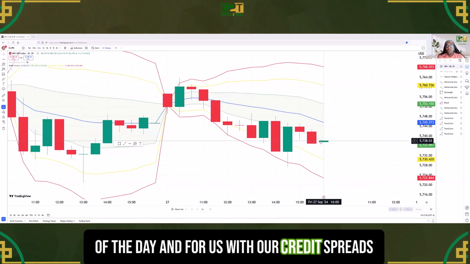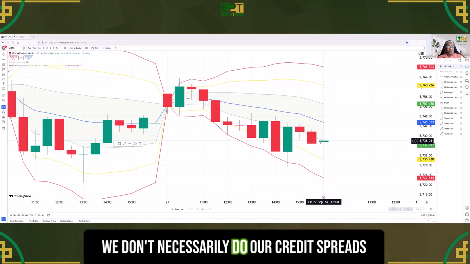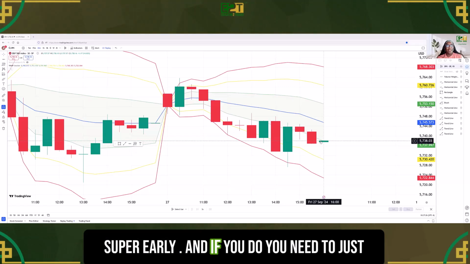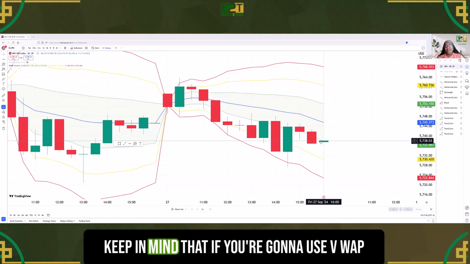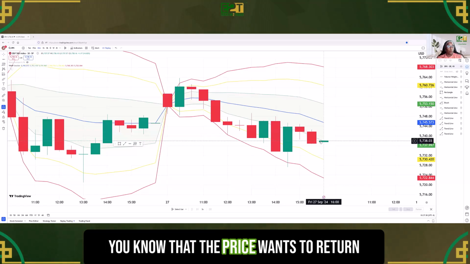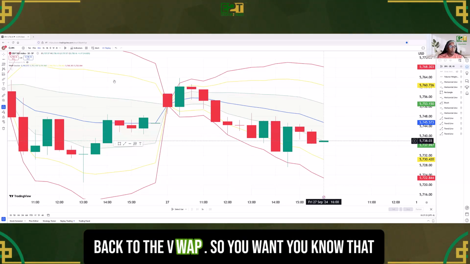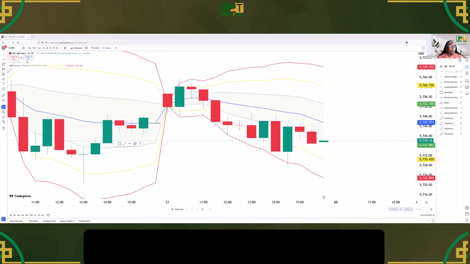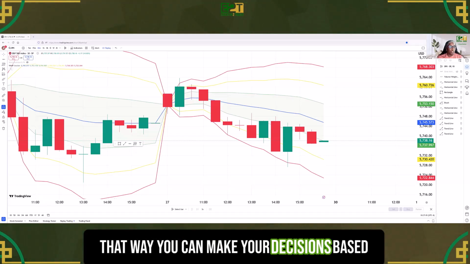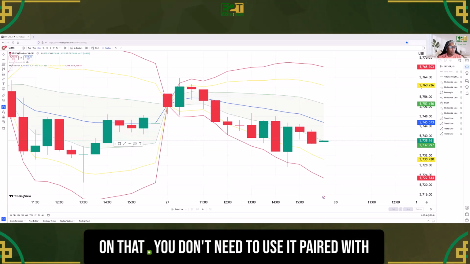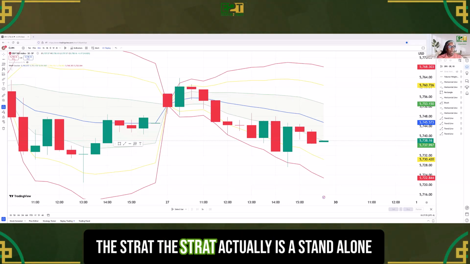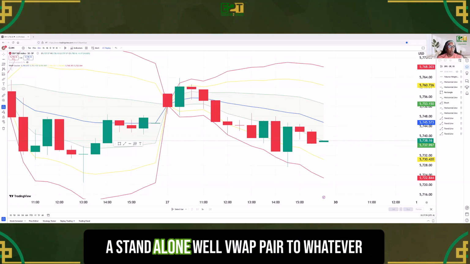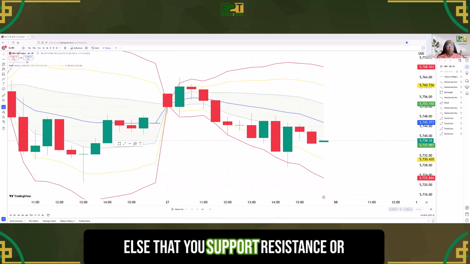And for us with our credit spreads, we don't necessarily do our credit spreads super early. And if you do, you just need to keep in mind that if you're going to use VWAP, the price wants to return back to the VWAP, so you can make your decisions based on that. You don't need to use it paired with the strat. The strat is a standalone type of thing, and many people use VWAP as a standalone, or paired with whatever else they use, support, resistance, or whatever.